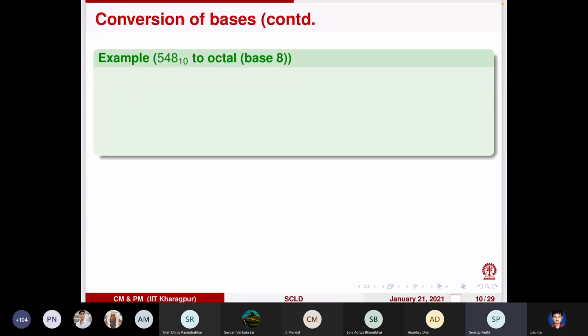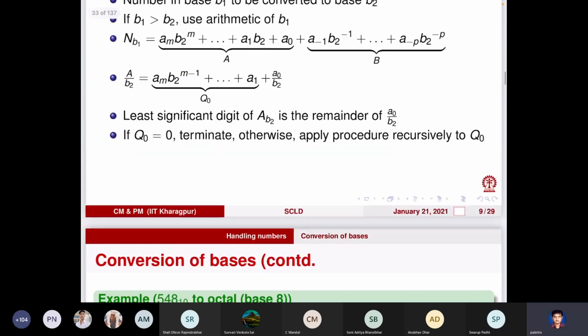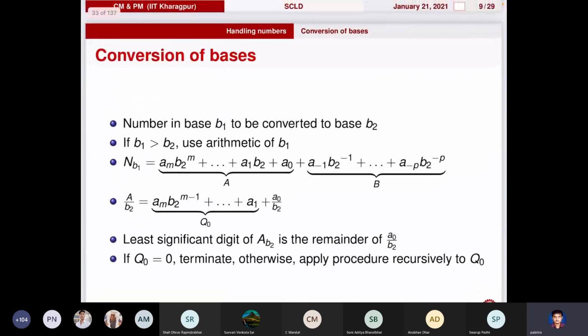Sir, I did not understand why A naught should be less than B2. Because any digit in a base B2 has to be from 0 to B2 minus 1. Sir, but A0 is in base B1, right? No, see, I want to convert N to base B2. So AM, A1, A0, these are digits in base B2. I want to find them out. Sir, but if we are trying to convert from B1 to B2, we are already using the expression on the right hand side, which is in terms of B2. So if we already know that, then how are we?